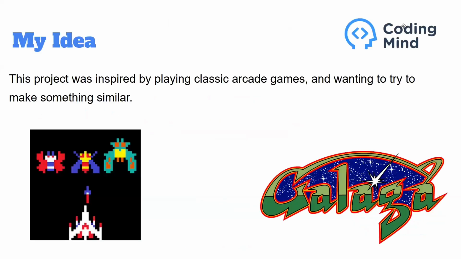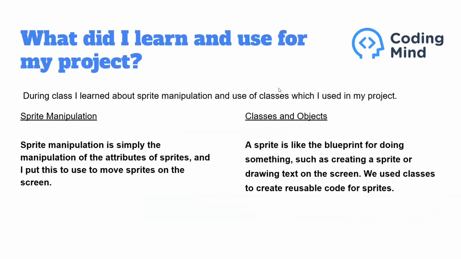So, the idea for this project was after playing some classic arcade games, I wanted to try to make something similar, such as Galaga. And for this project, I learned some stuff about sprite manipulation, which is simply the manipulation of the attributes of sprites. An example of how I put this to use is moving sprites on the screen.